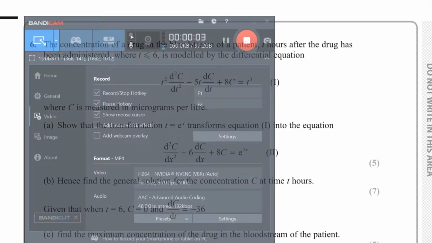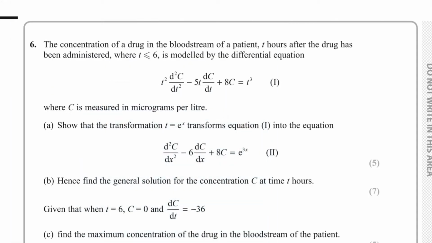Question number 6, what does it say here? The concentration of a drug in the bloodstream of a patient t hours after the drug has been administered, where t is less than or equal to 6. This is modelled by the differential equation t squared d squared c over dt squared minus 5t dc over dt plus 8c equals t cubed. This is equation number 1, and c is measured in micrograms per litre.